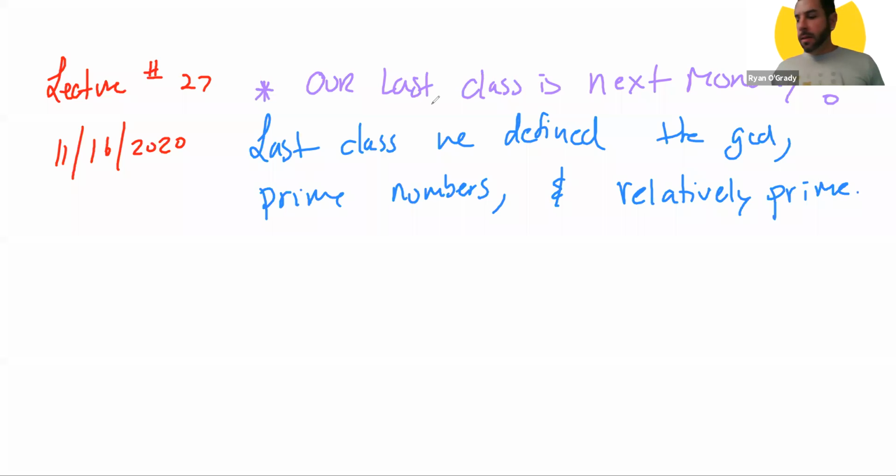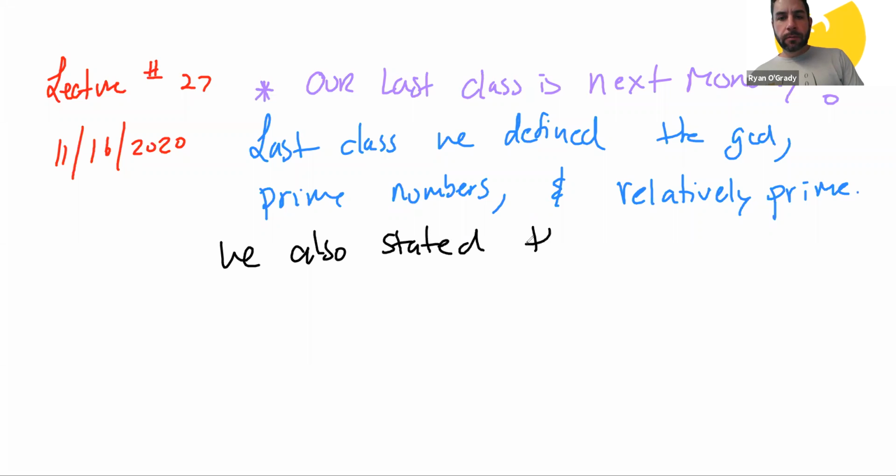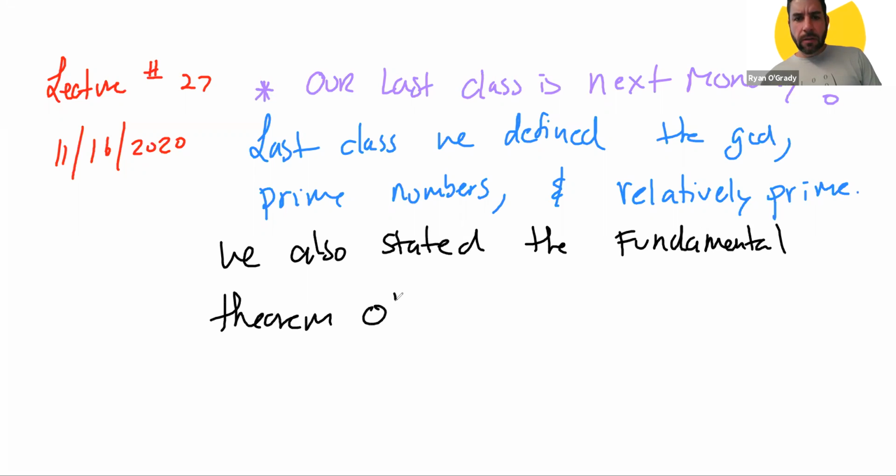So we also stated what's called the fundamental theorem of arithmetic. And so you should be familiar with that. Essentially what it says is that every integer, particularly positive integers, can be expressed in a unique way as the product of primes. Does anybody have a question about any of this stuff?